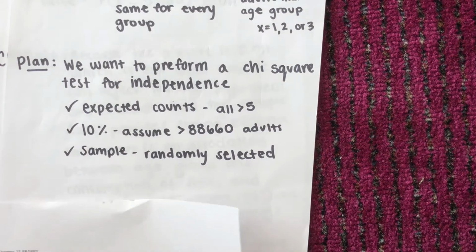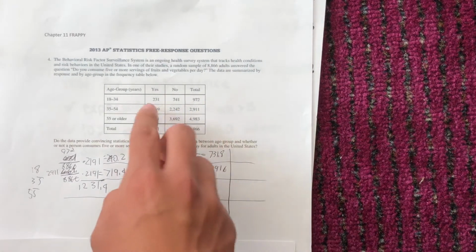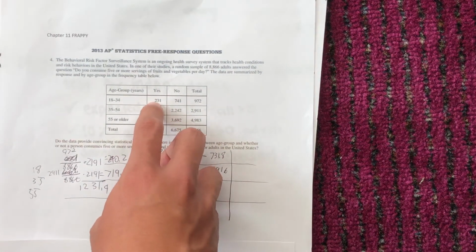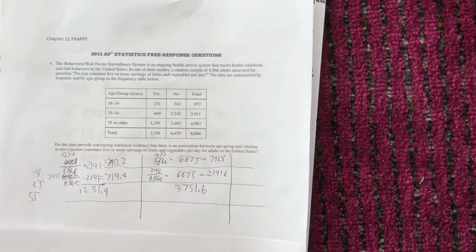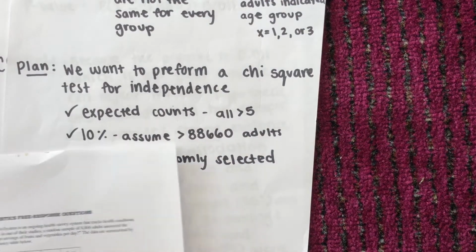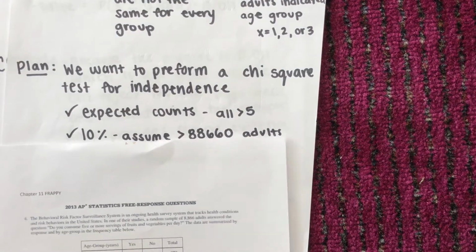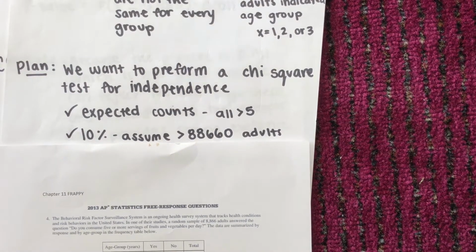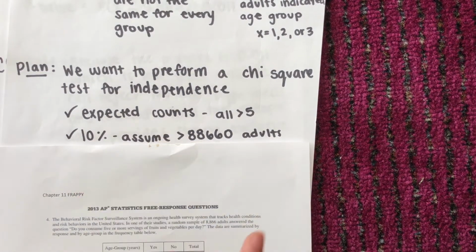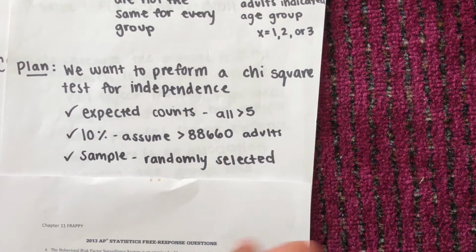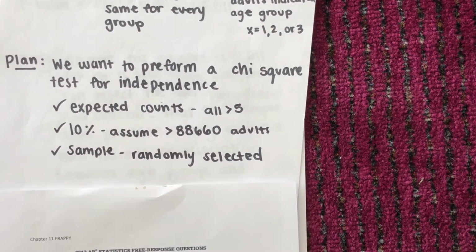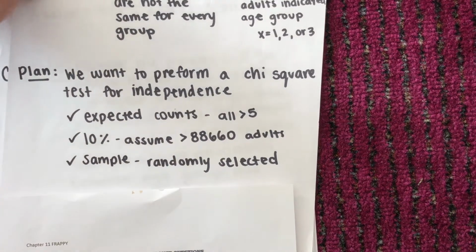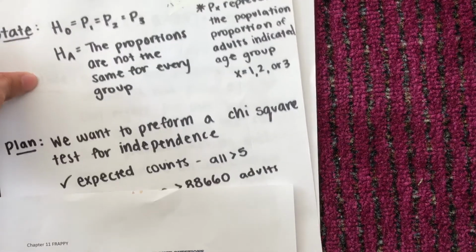And you want to check your expected counts. You check your expected counts by taking, for example, for the expected box for this value, this total times this total over this one. I have all the expected counts worked out already, and we can see that they're all over 5, so this condition is checked. And the 10% condition, which on the AP you don't have to check, we will resolve here by saying that we assume that there are more than 88660 adults in this world, and so it's relatively independent sampling. And for checking the sample, we can see that it is randomly selected because the FRQ problem told us it was randomly selected. So all our conditions are met and we can go ahead with the do section.